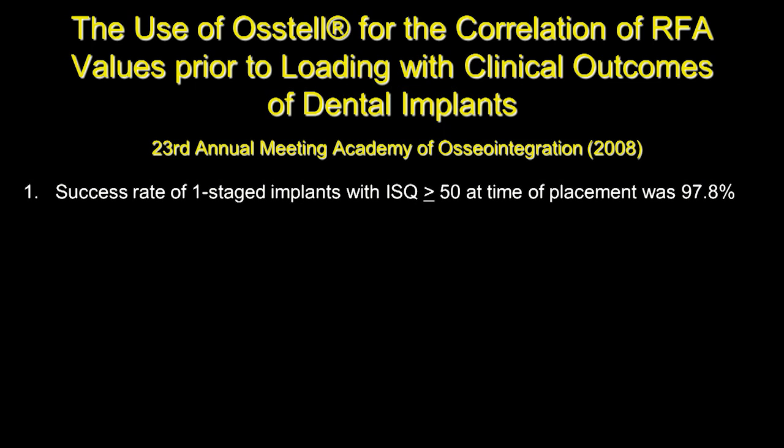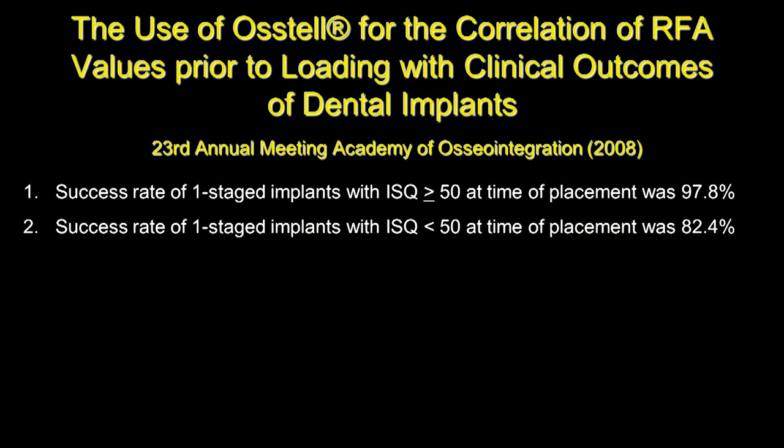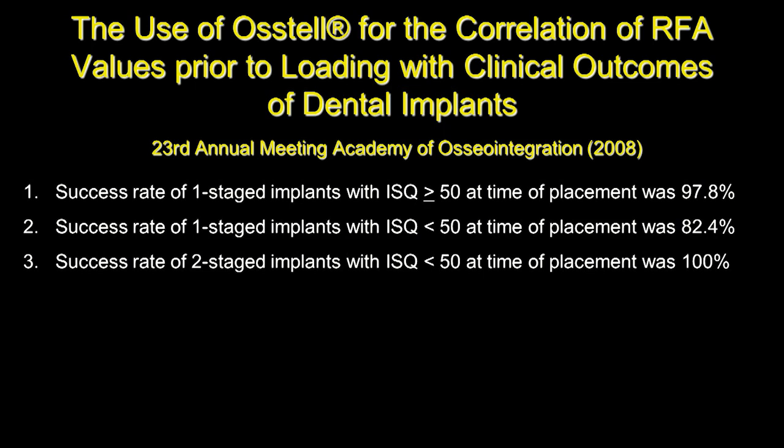What we also reported on in 2008, using that same information, was that the success rate of a one-stage implant with ISQ value of greater than 50 at the time of placement was 97.8%. The success rate of a one-stage implant with ISQ value less than 50, as you can see, was 82.4%. So there was a statistical significance. Success rate of two-stage implants with ISQ values less than 50 at time of placement was 100%, indicating to us that what Professor Brånemark initially recommended was truly good for the implant and osseointegration, even if the stability of that implant at the time of placement was low.